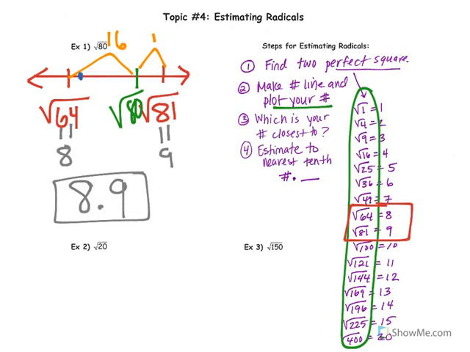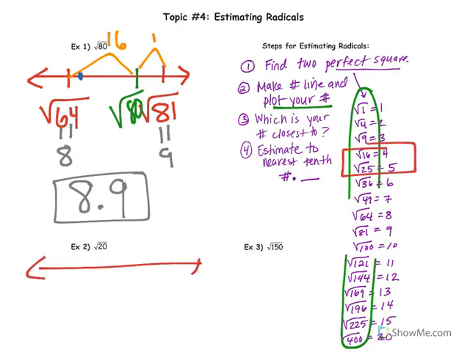All right, looking at example 2, it says the square root of 20. My first step was to look at these perfect squares and figure out which two it was between. It looks like I'm between 16 and 25, so I'm going to make my number line and plot those numbers that I have. I'm going to have the square root of 16 and the square root of 25. And I'm going to label where my number is.